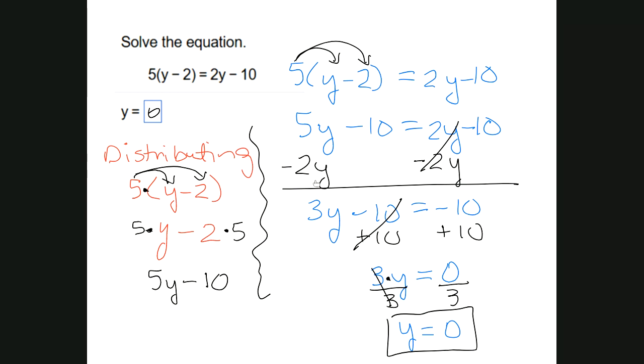Now we're combining like terms again. 5y minus 2y gives us 3y. Bring down the minus 10, and we have only minus 10 on the right-hand side. To get rid of the negative 10 on the left side, we have to do the opposite by adding 10. We add 10 to both sides, we end up with 0. 3y equals 0. To get rid of the 3, we have to divide by 3 on both sides of our equation to yield a solution of y equals 0.